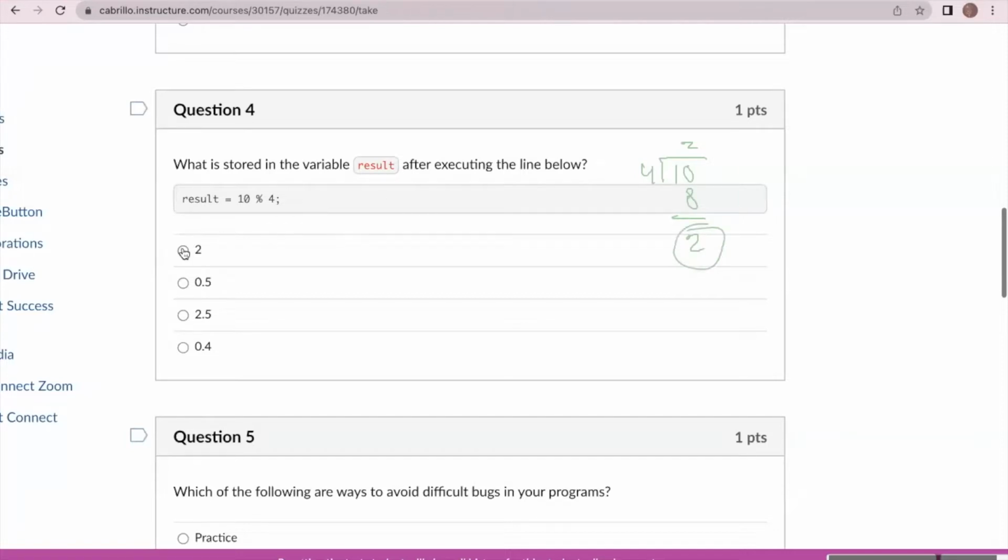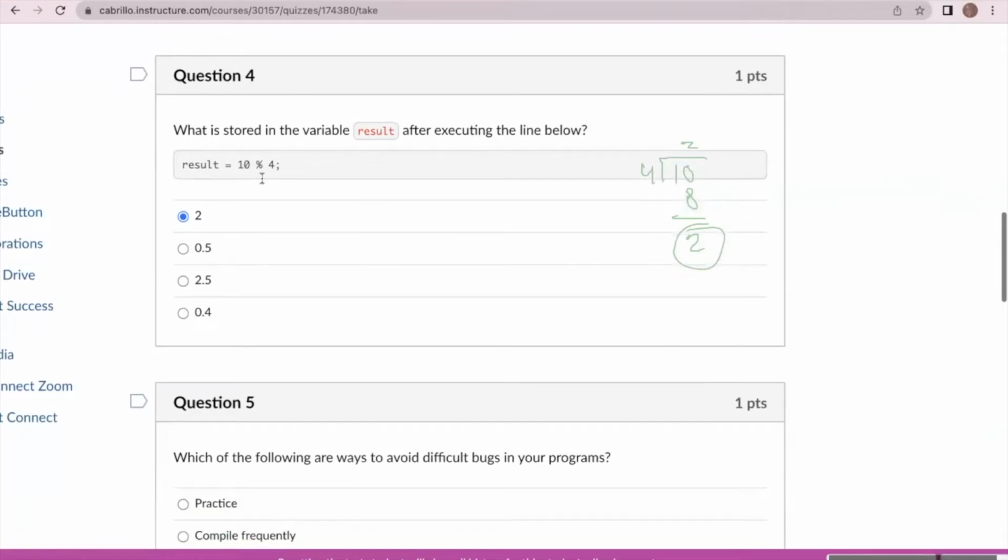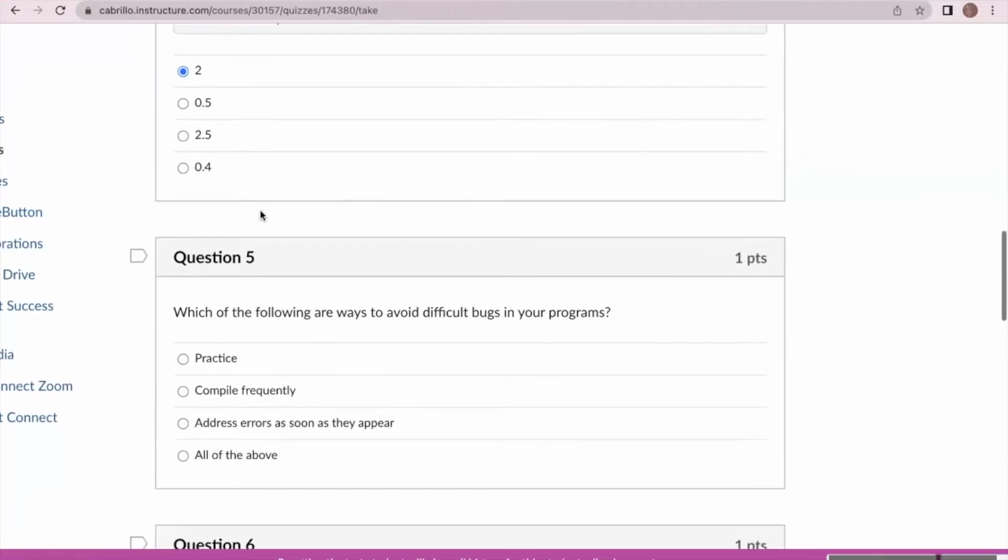It is the remainder. This is not a percent. This is not floating point division. This is the remainder of whatever your expression is. And it's actually a very useful operator, which you'll see in the future. All right, very nice job.